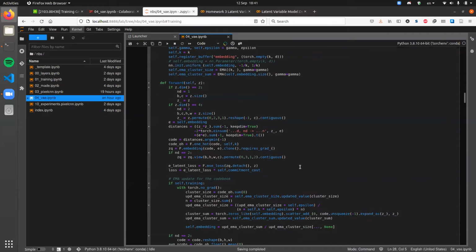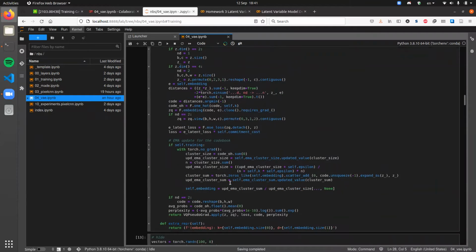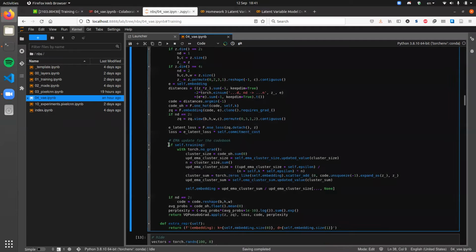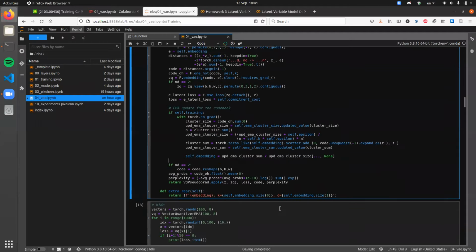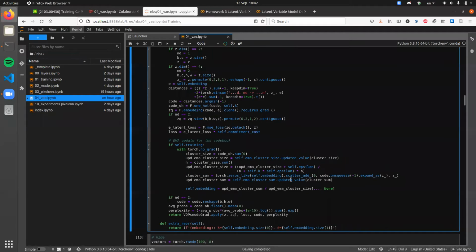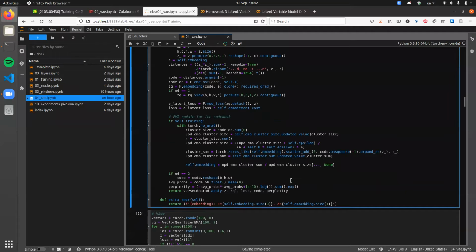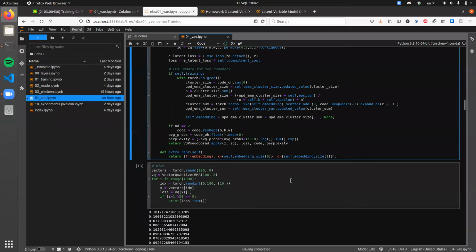Okay, so that is an implementation of that idea. We have a separate part here where we do the codebook updates. Let me know if you want to discuss it further, but essentially that is an alternative way to learn a codebook. That's what you need to take.